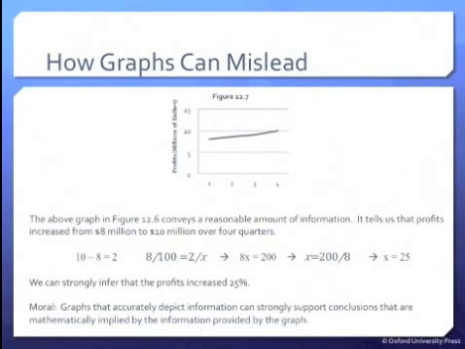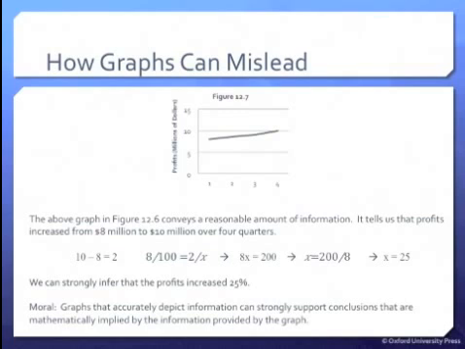Now here is a graph that accurately depicts information about a particular company. According to this graph, the company in question had increased their profits from $8 million to $10 million over a span of 4 quarters. From this information, we can strongly infer conclusions that are mathematically implied by the information depicted in the graph. For example, we can strongly infer that the company experienced a 25% increase in profits over 4 quarters.